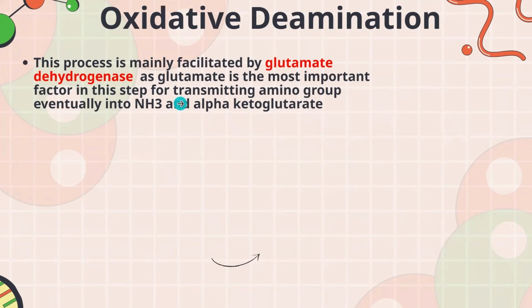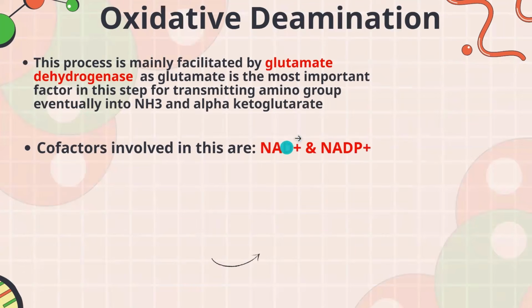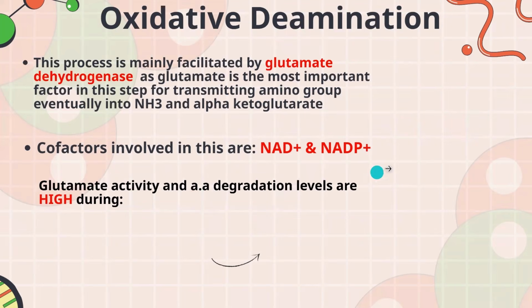But let's talk about it. We said there's PLP as a cofactor. Oxidative deamination also has two cofactors here. The cofactors involved are NAD plus and NADP plus. Okay, and this is actually the only enzyme that utilizes both of these. So yeah, just keep that in mind. Okay. Also, glutamate activity, and all of amino acid degradation levels, are high mainly during two stages: after a protein-rich meal, because obviously we're degrading protein, and also when energy levels are low.